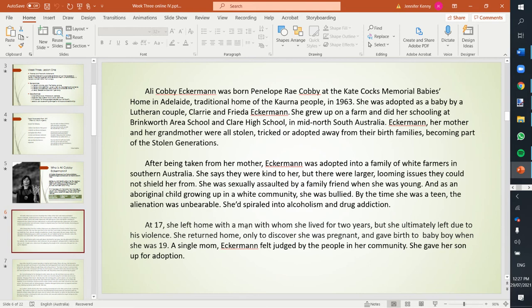At 17, she left home with a man with whom she lived for 2 years, but she ultimately left due to his violence. She returned home only to discover that she was pregnant and gave birth to a baby boy when she was 19. A single mum, Eckermann felt judged by the people in her community. She gave her son up for adoption.